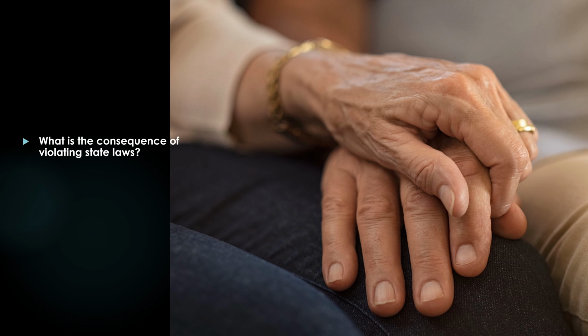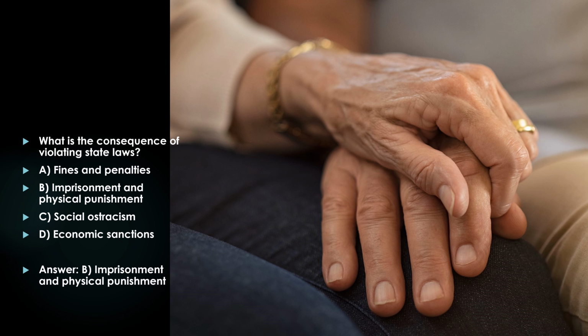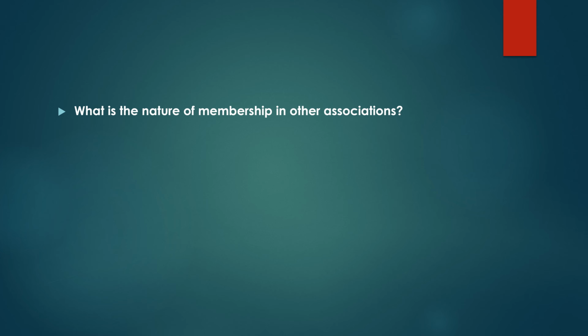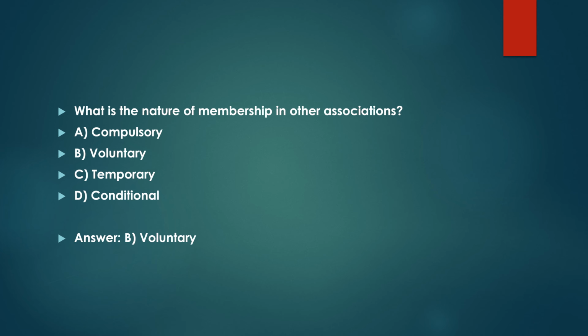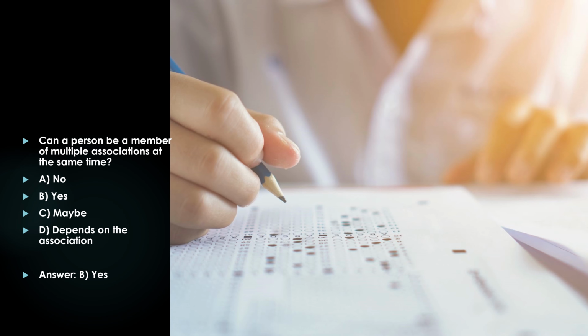What is the consequence of violating state law? Fines and penalties, imprisonment and physical punishment, social ostracism, economic sanctions. Answer B, imprisonment and physical punishment. What is the nature of membership in other associations? Compulsory, voluntary, temporary, conditional. Answer B, voluntary. Can a person be a member of multiple associations at the same time? No. Yes. Maybe. Depends on the association. Answer B, yes.